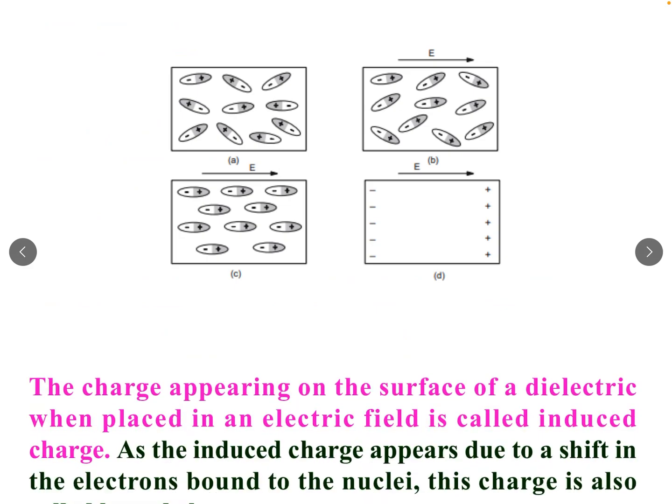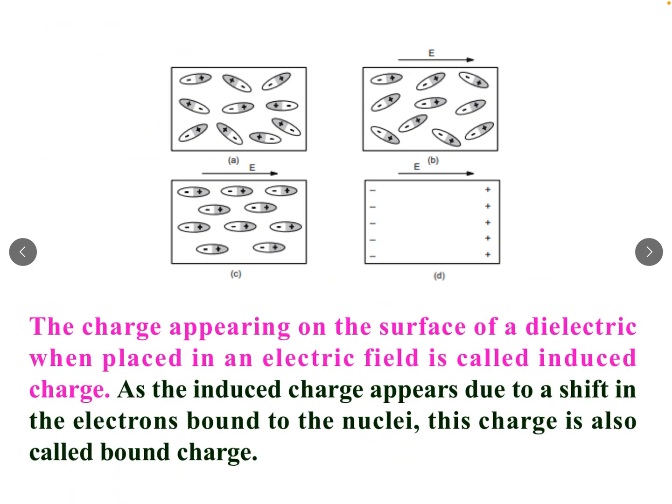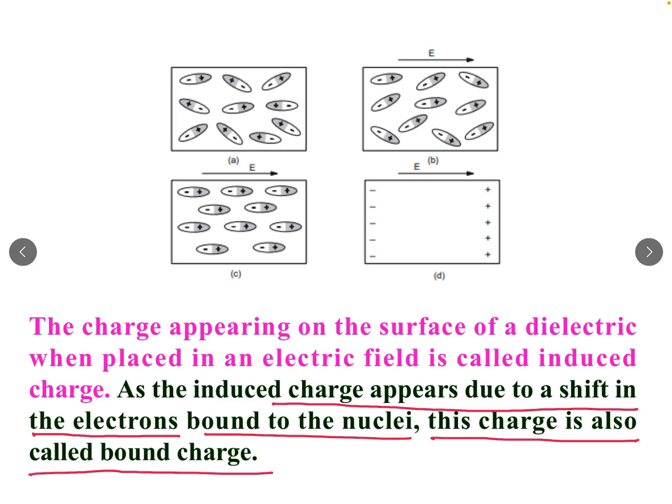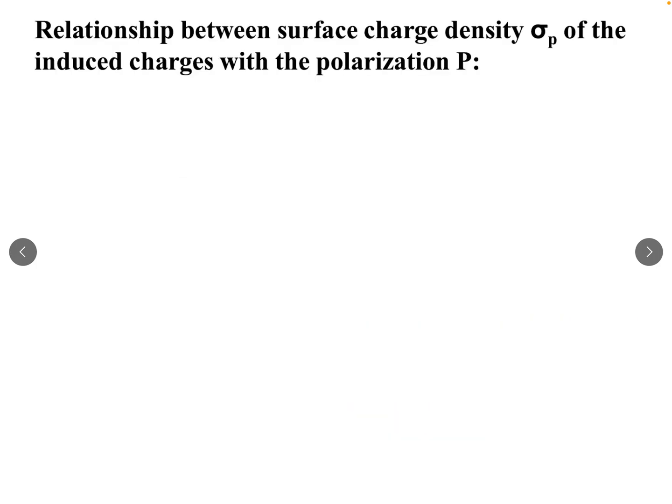The charge appearing on the surface of a dielectric when placed in an electric field is called induced charge. As induced charge appears due to a shift in the electrons bound to the nuclei, this charge is also called bound charge. Now the relationship between surface charge density sigma p, due to polarization of the induced charges, with polarization P. We have to find the relation.